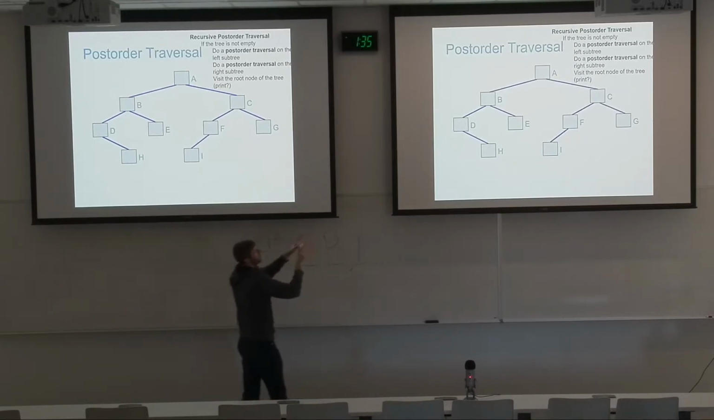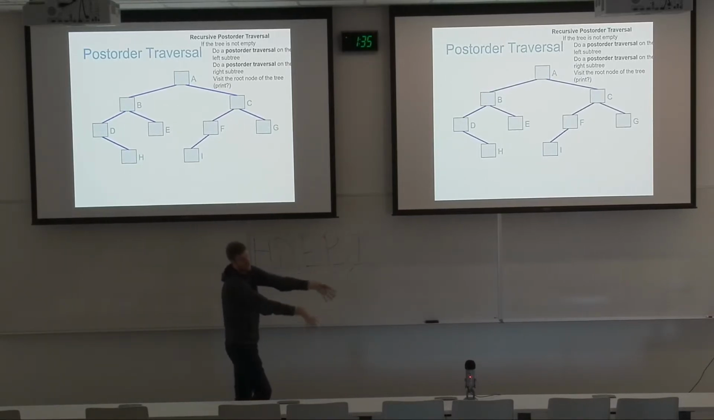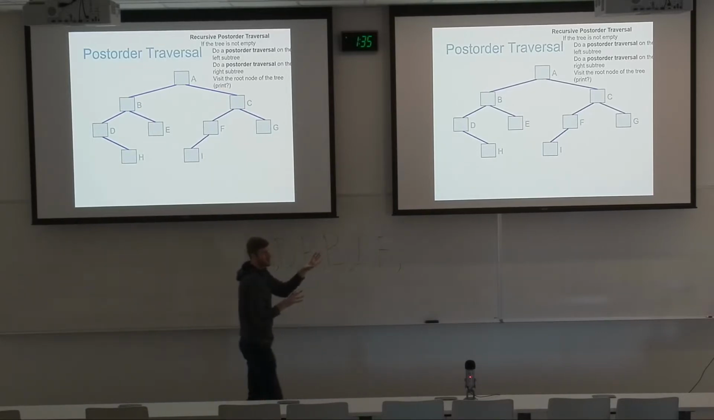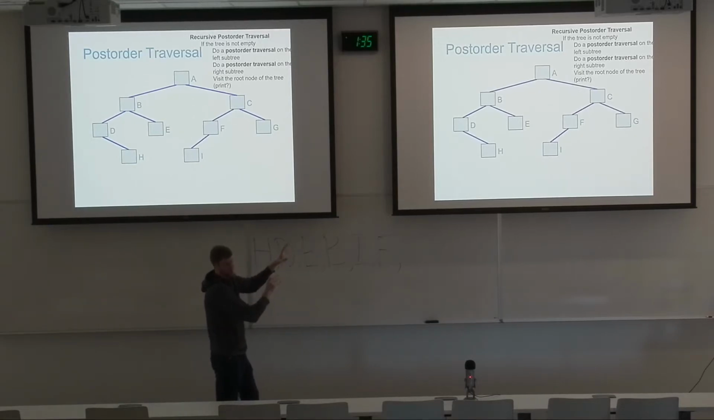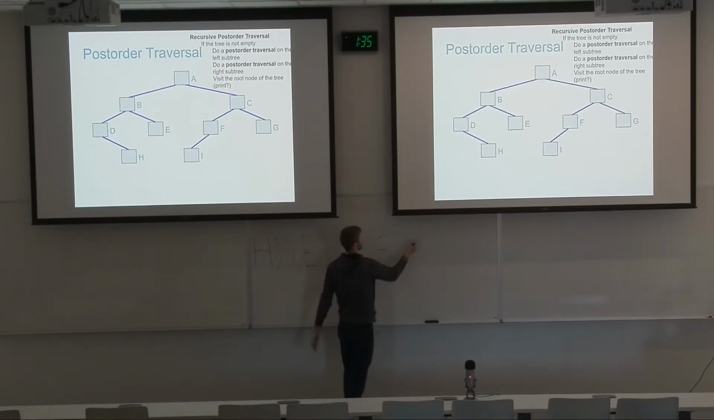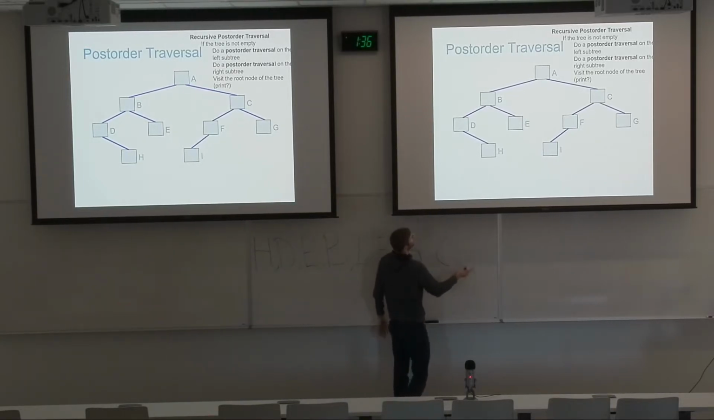Go to F, go to F's right subtree, doesn't exist, return, print out F. Return to C. Don't do anything with C yet though, I still gotta go to the right. I'm at G. G's left subtree doesn't exist. G's right subtree doesn't exist. Return back to G. Return to C. Return to A.